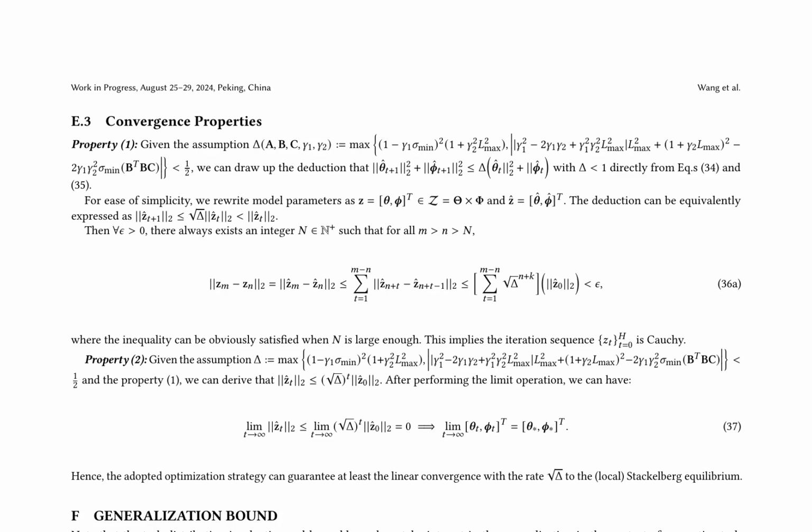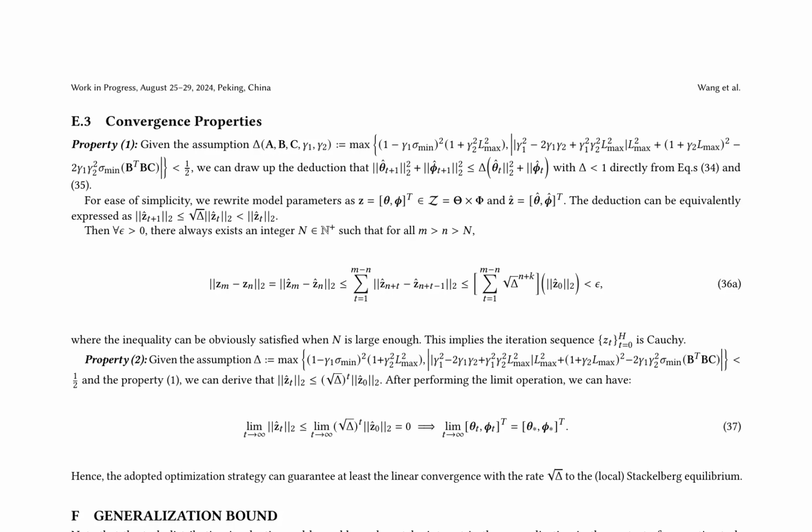The optimization strategy's convergence properties are examined, with a focus on the iteration sequence z t, t equals 0. Property 1 establishes a deduction based on the assumption delta, ensuring the sequence is Cauchy. Property 2 derives that the sequence converges to the local Stackelberg equilibrium with a linear rate.